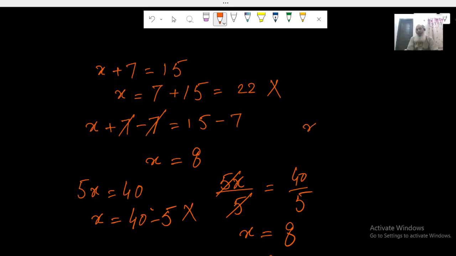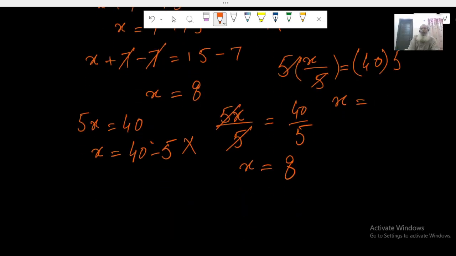For example, here if x over 5 is 40, here you will multiply because x is divided by 5. You will do the inverse. Multiply 5 on both sides to get the value of x.